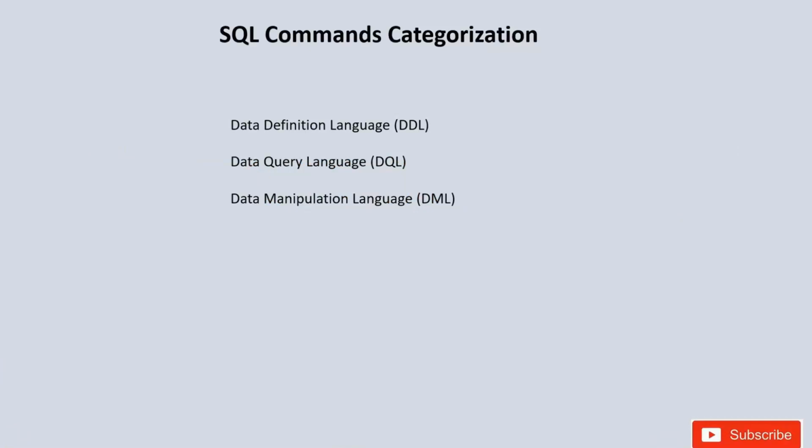Let's talk a little bit about SQL commands categorization and the different commands that fall under these categories. SQL commands are grouped into 3 main categories. We have data definition language, DDL, data query language, DQL, and data manipulation language, DML. Now, these are not all of the different categories that we have, but most of your SQL commands will fall under these 3 main categories.